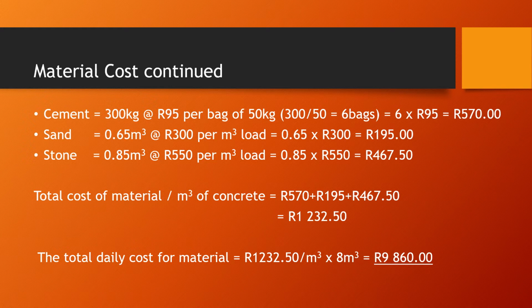So now the total daily cost of material would be 1,232 rand 50 per cube times 8 cubes. Remember, we said that in one day they produce 8 cubes. They're not producing 1 cube, but 8 cubes. Previously we had the cost for only 1 cube, but now we know that each and every day they're producing 8 cubes, so we want the total cost of the material used over one day. So it's 1,232 rand 50 cents times 8 cubes, which is 9,860 rand for the material alone.